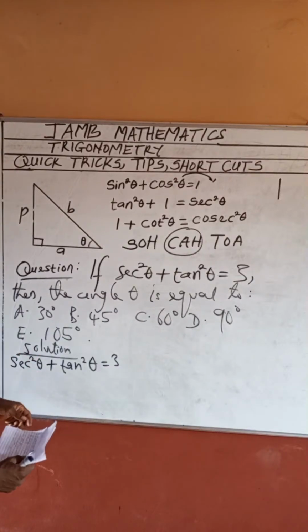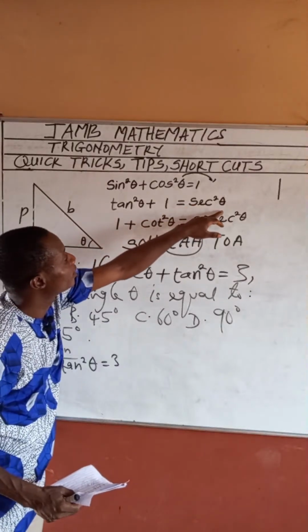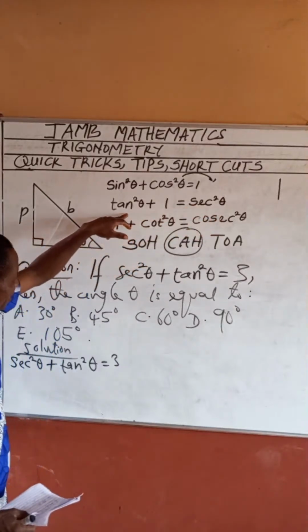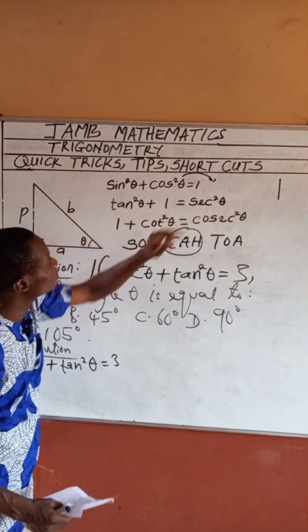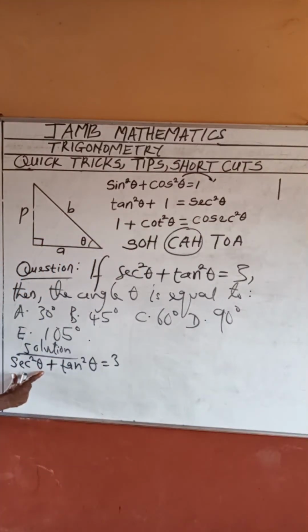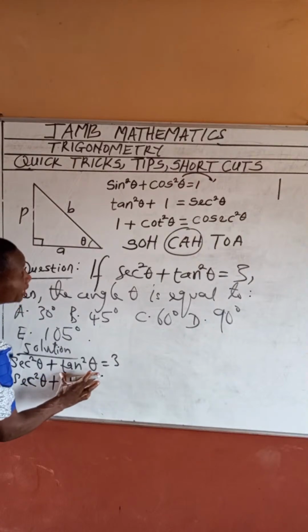But we already have sec square theta here, so why are we wasting our time? It's tan square theta plus 1, and this is sec square theta. Since we already have sec square theta here, what do we do? This becomes sec square theta. Don't worry. Any way you do it, you will get your answer. You can change it to sec square or tan square. You will still get the same answer.